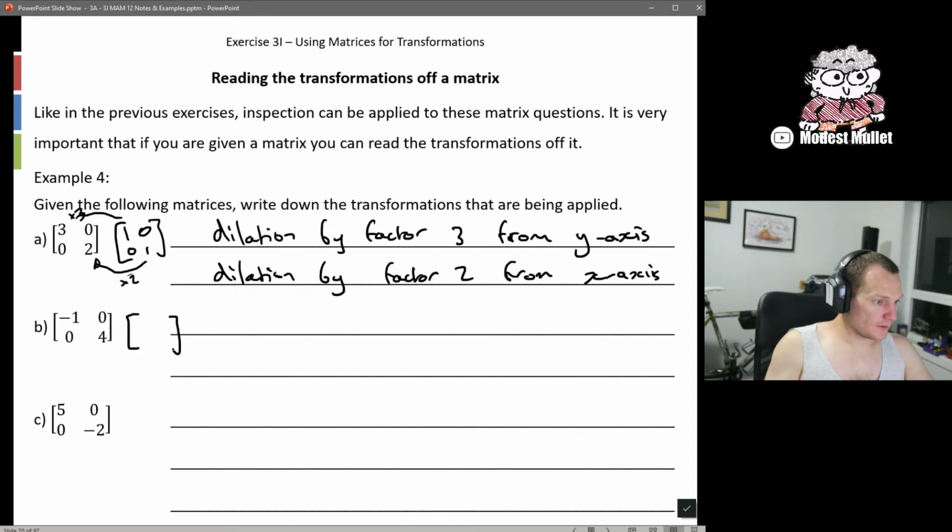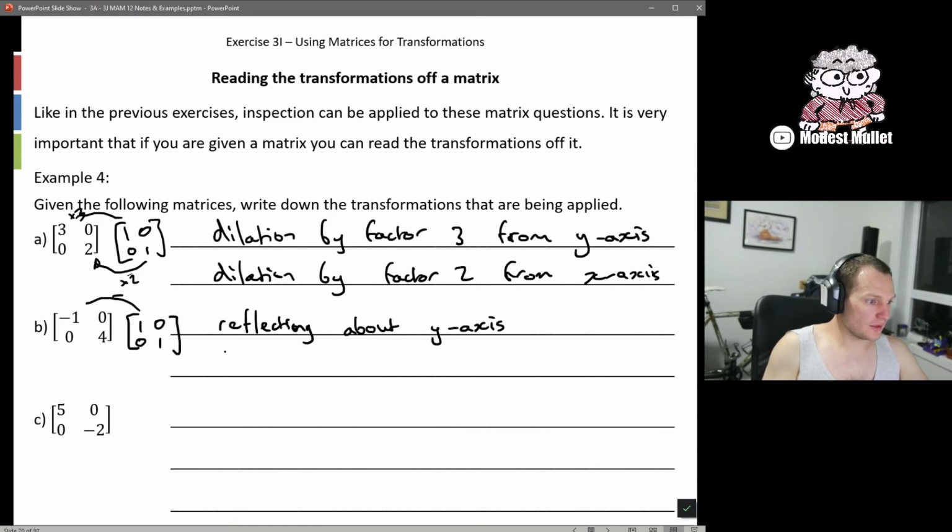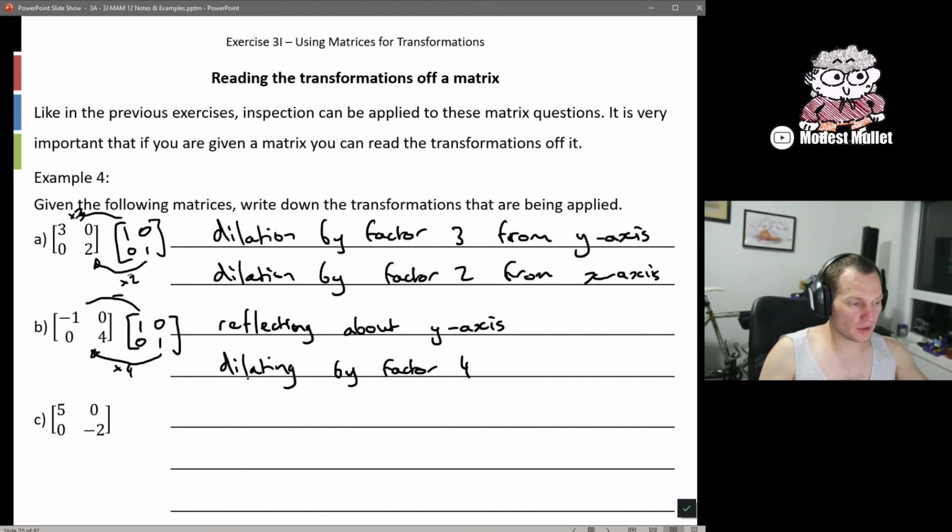Matrix 2, thinking about what transformations are there: the x coordinate has been made negative, so that means we're actually flipping about the y-axis. So we are reflecting about the y-axis. And then this one here, it's been multiplied by 4, so we must be dilating by a factor of 4. And it's affecting the y-coordinate in the matrix, so that must mean we're dilating by a factor of 4 from the x-axis.